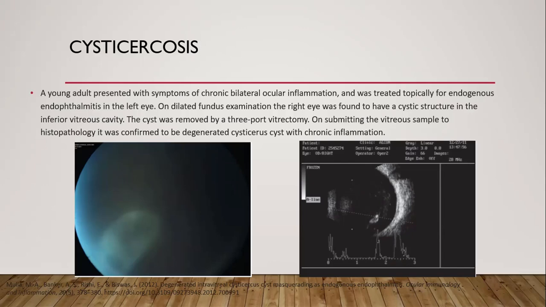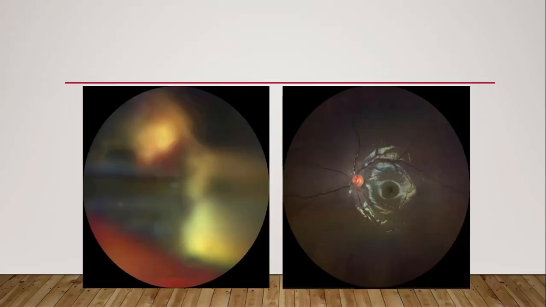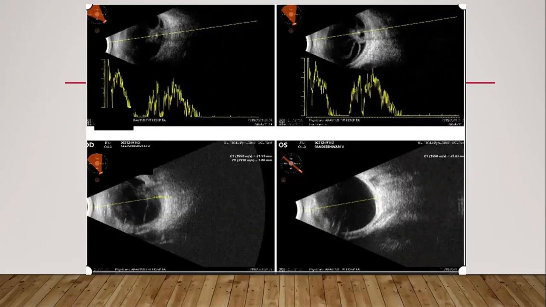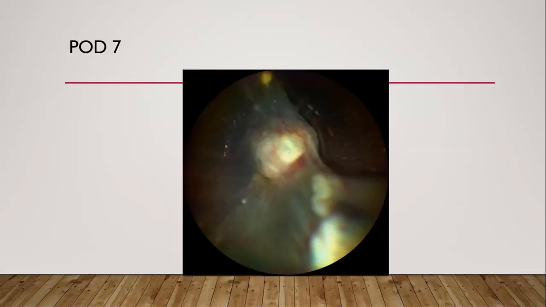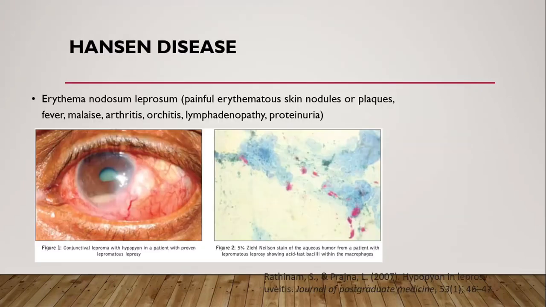Cysticercosis, when the cyst is broken, it can cause dense vitritis. Otherwise, the vitreous is usually very clear. So this is one case we recently operated with dense vitritis. It was found to be a ruptured cyst. So usually prognosis is poor in these cases.